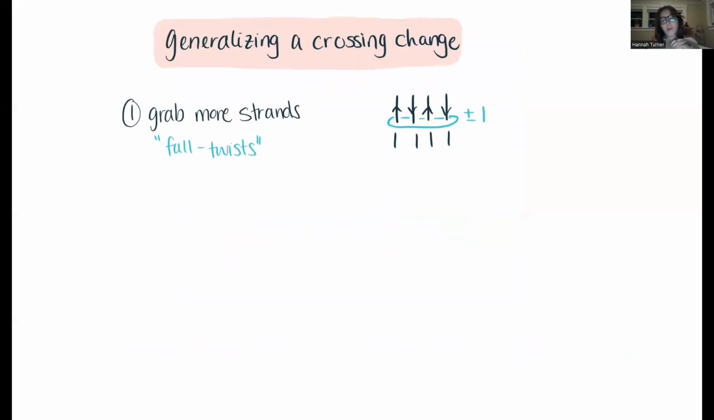Okay, so if crossing changes were not enough for you, here are some more operations that we can do on knots, which most certainly change the isotopy class of the knot. So instead of grabbing 2 strands with our unknot and doing ±1 surgery, we can grab more strands. So here I've grabbed 4 strands, and again, I want this null homologous condition. So I want kind of half the strands going up and half going down. That means that whenever I do this, I should grab an even number of strands.